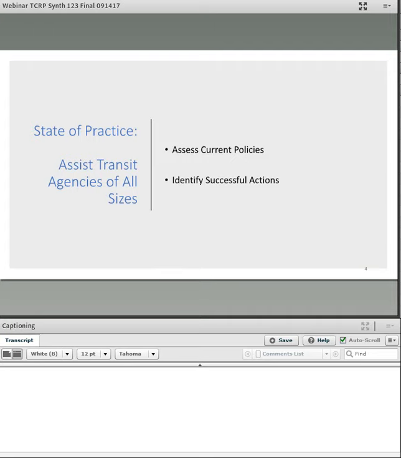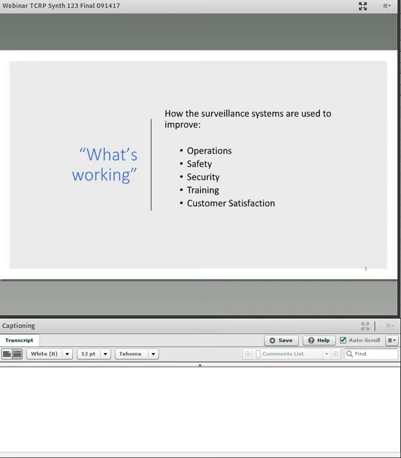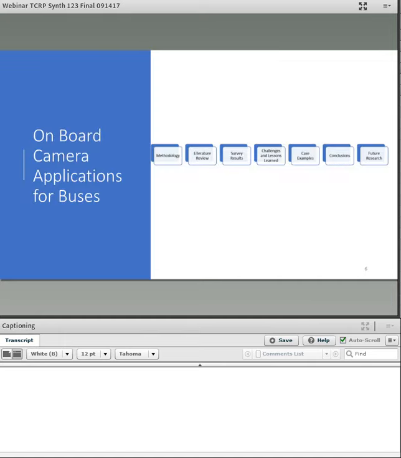So what these syntheses do is really a state of the practice, a state of the practice of camera applications on buses. Our goal is to assist transit agencies of all sizes. We hope to assess current policies, and we identified successful actions. So basically we looked at what's working, and how the surveillance systems are used to improve operations, safety, security, training, and customer satisfaction. We can have all kinds of great, wonderful ideas, but if it's not working, there's no point in putting it out there. So this is a hands-on synthesis of what is actually happening.